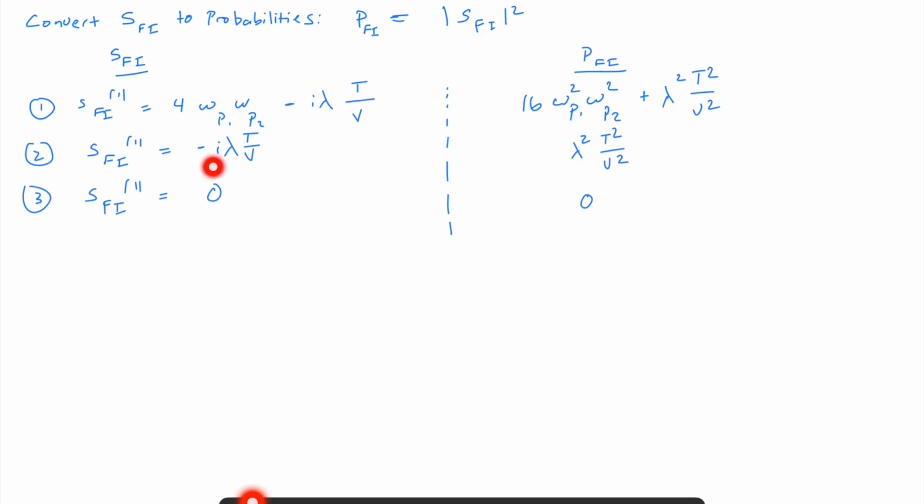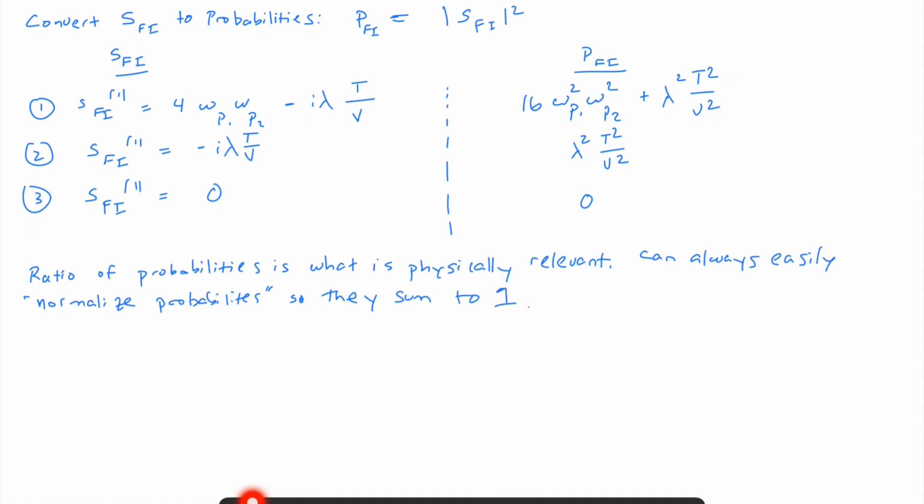And same thing with this SFI. I can take the complex modulus of that, consider the I, and just take the real component here, which is lambda squared, t squared over v squared once I square it, and this 0 squared is still 0 squared. So these are my final probabilities, or technically the probability ratios of seeing those 3 different possibilities of scattering. Remember, the ratios are what's important. We can always normalize it if we want, so that everything equals 1. You can figure out how to do that once you know all the things.